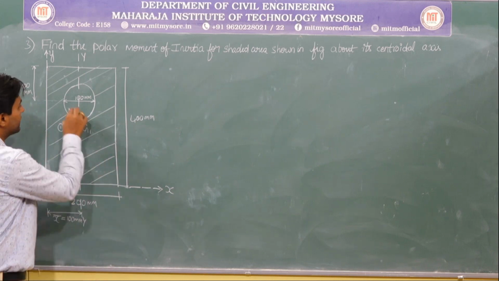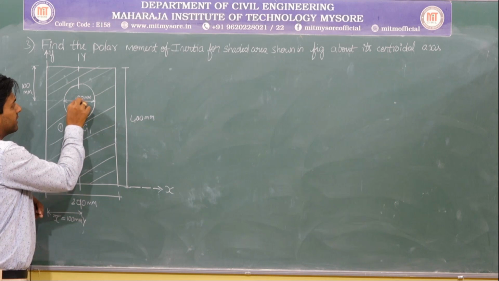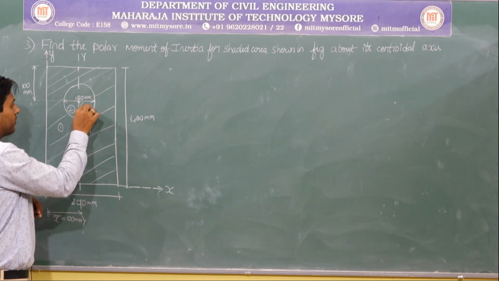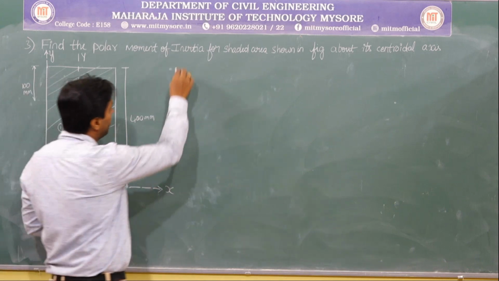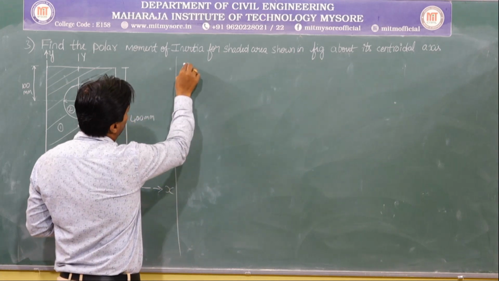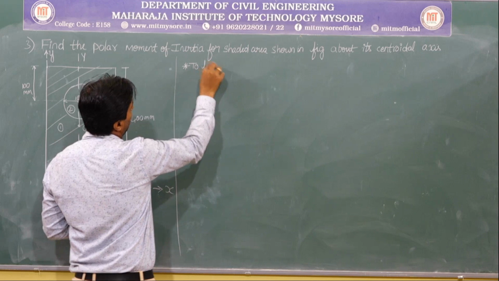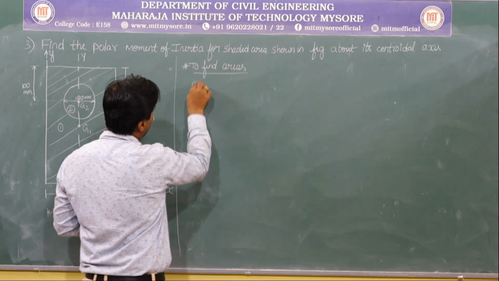The second diagram is a circle. I will call it area 2, and its centroid lies exactly at the center, which I will call G2. First, let me calculate the area of the component areas. So, first, to find the areas, let me calculate A1.